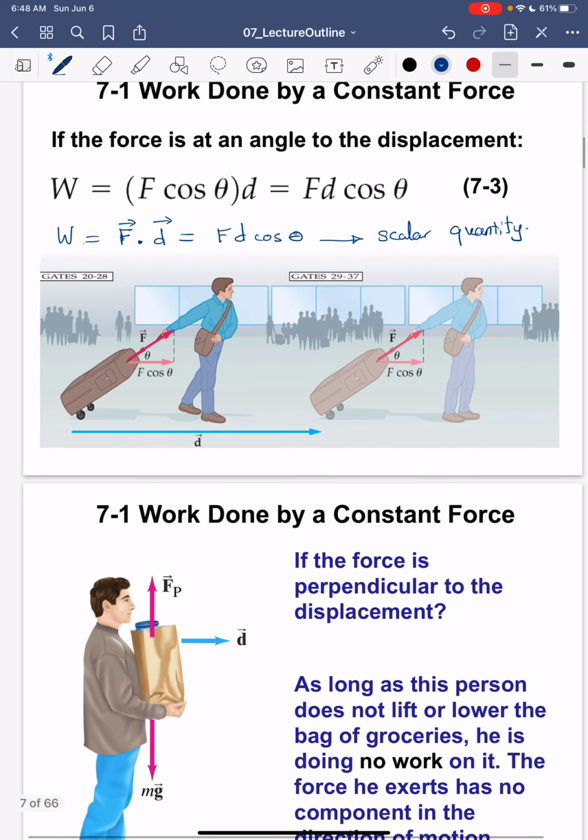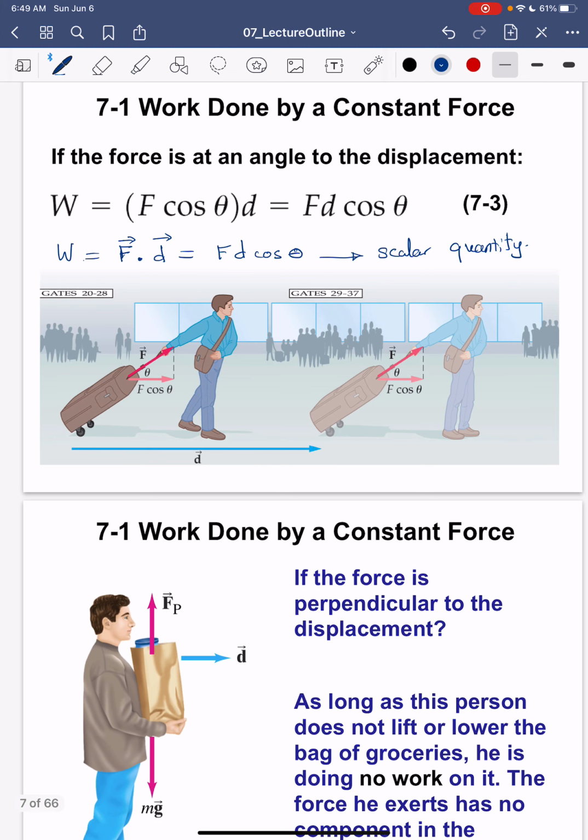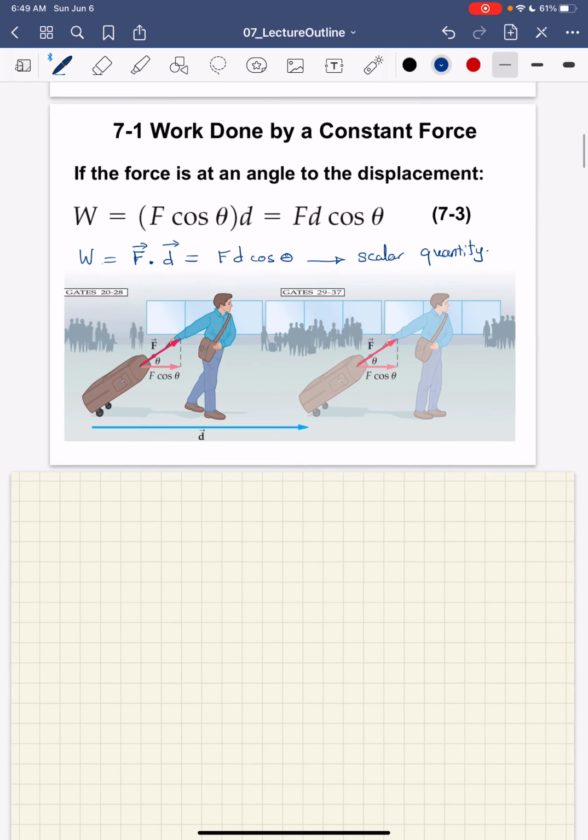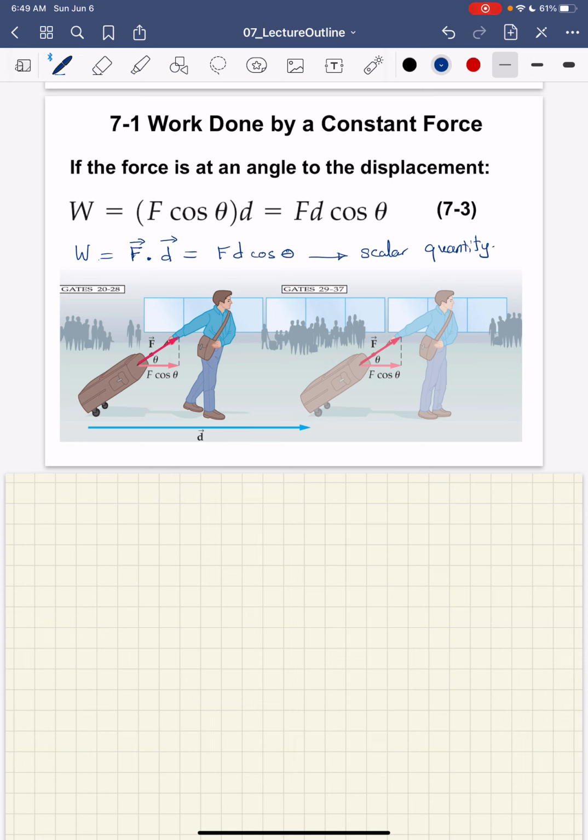Now, okay, based on this formula, I want to maybe add another page here and talk a little bit about how the force and displacement directions are going to affect the work done. I will use the black for force and the red for displacement. Okay, I don't worry now about the directions.